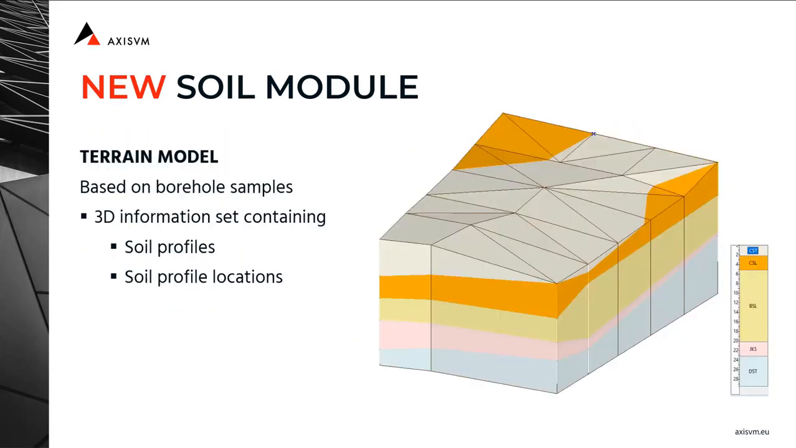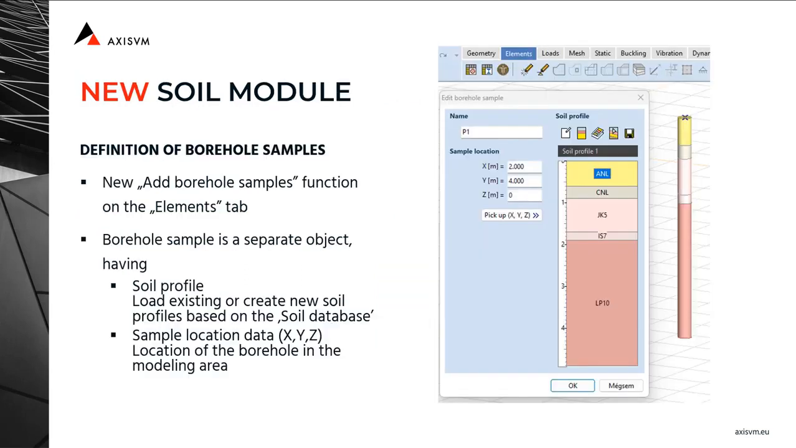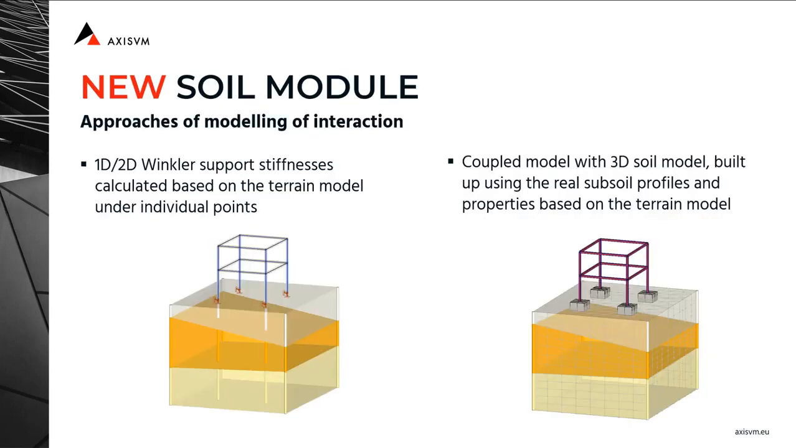The foundation of both approaches is the so-called terrain model, which is a 3D information set containing the soil profiles and the location of these soil profiles inside the modeling area. This terrain model is built up from the so-called borehole samples. The borehole sample function is accessible through the Elements tab, and it is a separate object which contains information on the subsoil layers and its location in the global modeling area. After having the terrain model built up, there are two options to choose from.